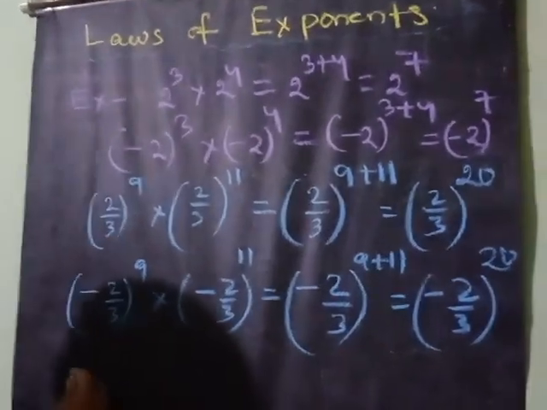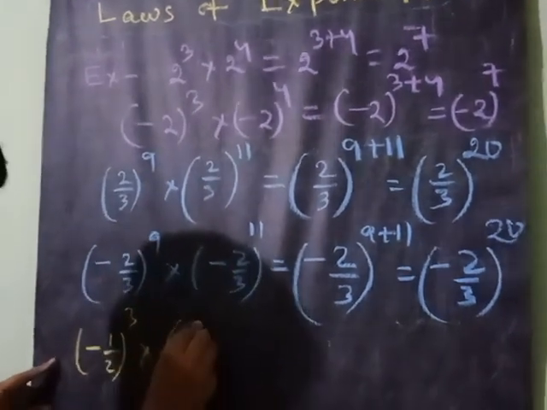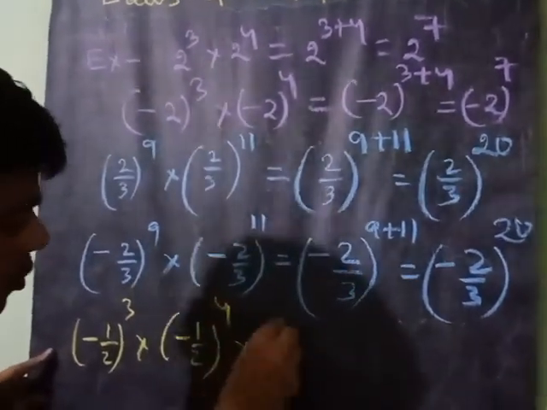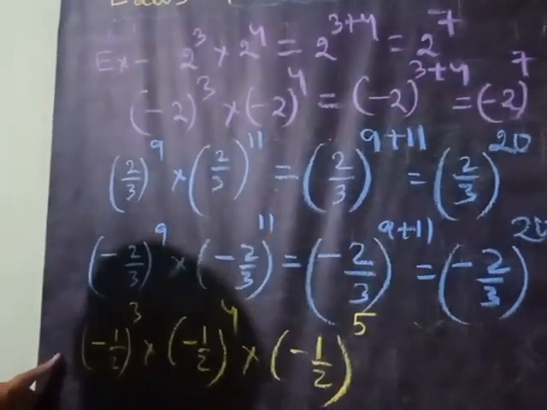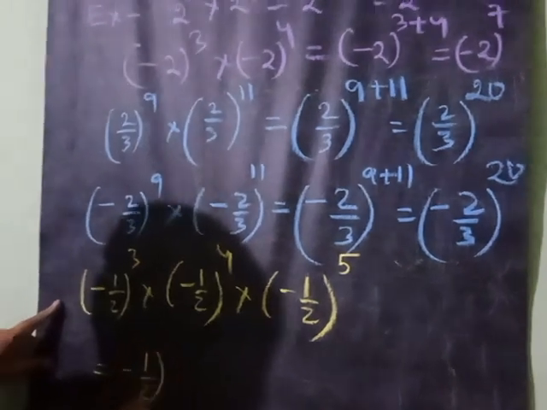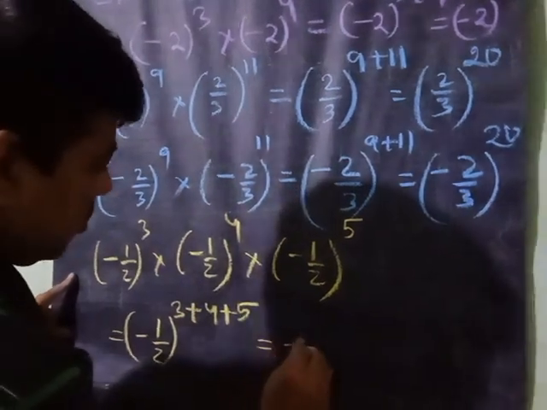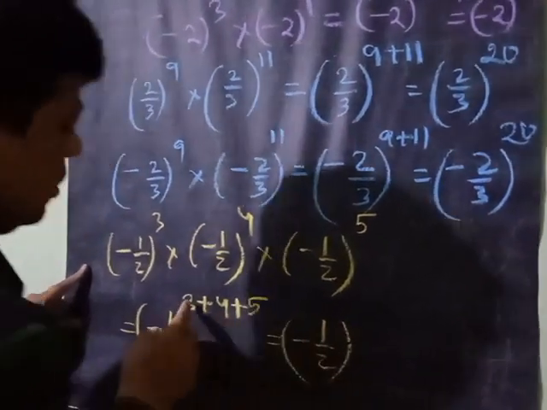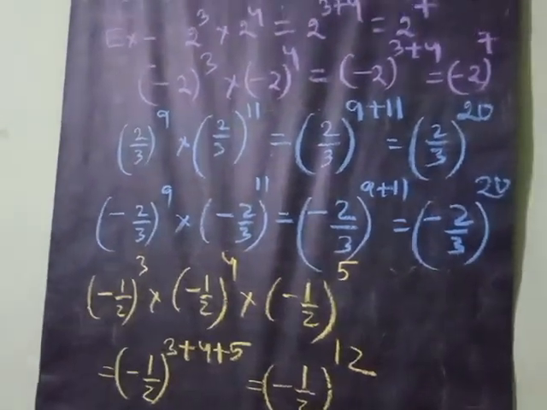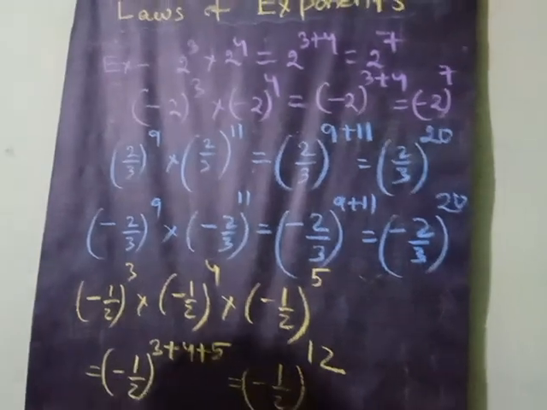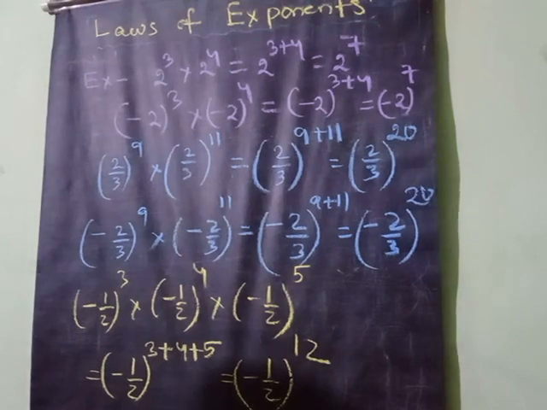So you will say (minus 1 upon 2) whole to the power 3, (minus 1 upon 2) whole to the power 4, (minus 1 upon 2) whole to the power 5. The resulting product will be (minus 1 upon 2) whole to the power what? 3 plus 4 plus 5, 3 plus 4 is 7, plus 5 is 12. So this is in accordance with the first law of exponent. Okay students, is it clear? You understand what the first law of exponent is?